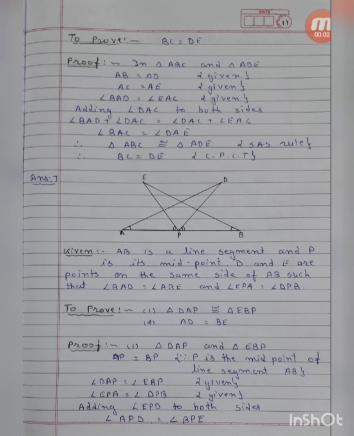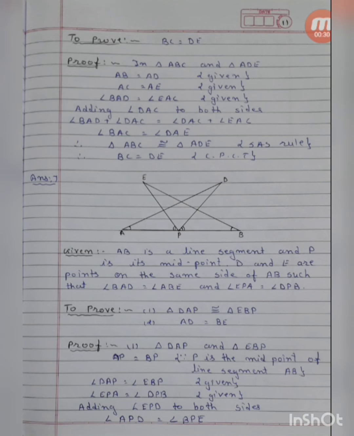Question number 7, page number 120 in the textbook. Read the question from the textbook. AB is a line segment and P is the midpoint. D and E are points on the same side of AB such that angle BAD is equal to angle ABE and angle EPA is equal to angle DPB. Show that first, triangle DAP congruent triangle EBP and second, AD is equal to BE.